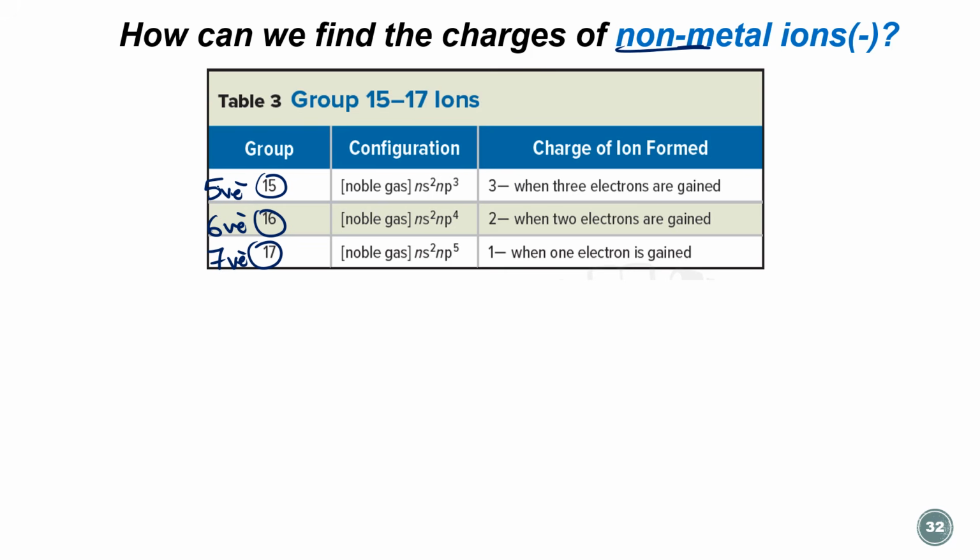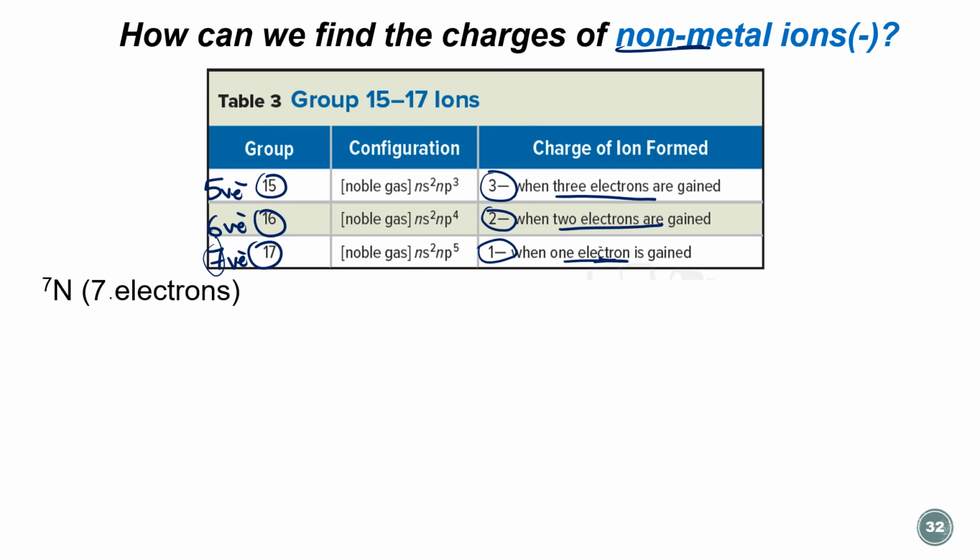Now 5 valence electrons. How many does it need to become happy and have 8? It needs 3 electrons. So 3 electrons are gained and the charge will be negative 3. 6 valence electrons. How many does it need to become happy? 2. So if we add 2, the charge becomes negative 2. 17. How many valence electrons does it have? 7. So it needs only 1 electron, and if we add one electron it becomes negative 1.